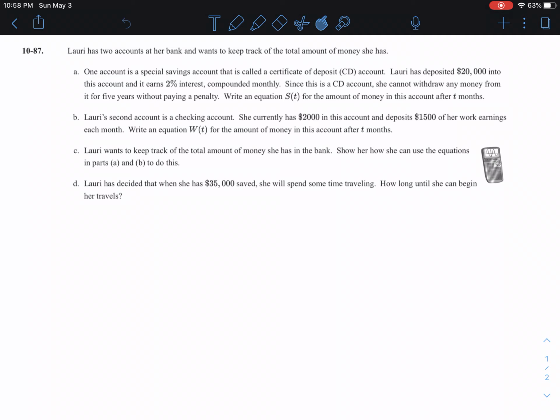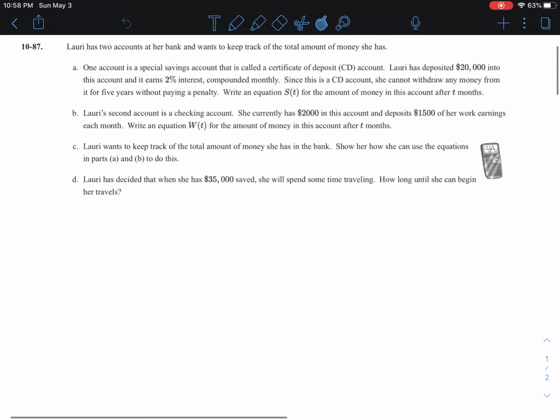Lori has two accounts at her bank and wants to keep track of the total amount of money she has. One account is a special savings account called a certificate of deposit, a CD. Lori has deposited $20,000 into this account and earns 2% interest, compounded monthly. Since this is a CD account, she cannot withdraw any money from it for 5 years without paying a penalty. So we're going to start by writing an equation for the amount of money in this account.